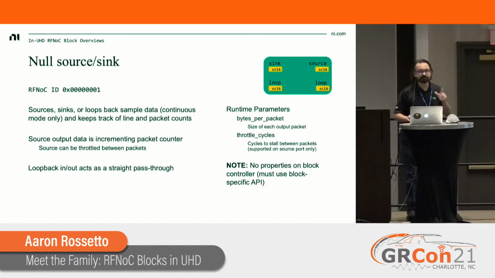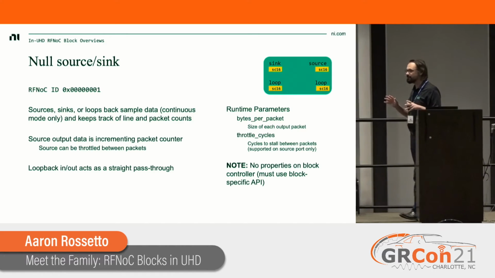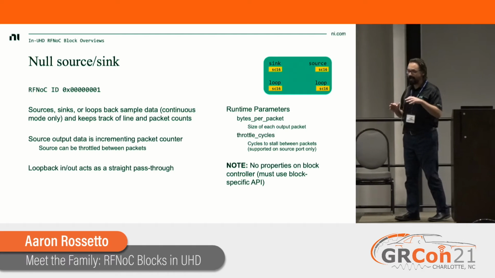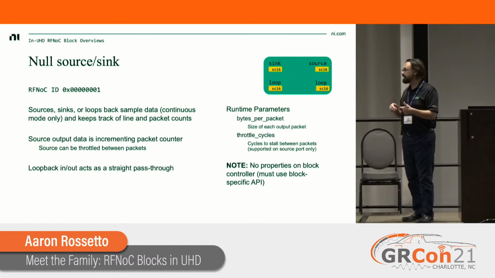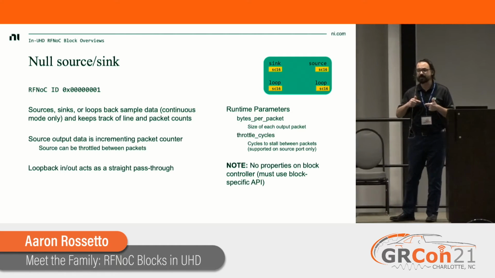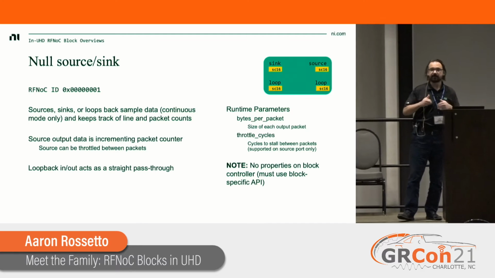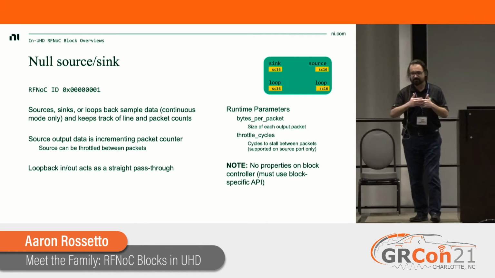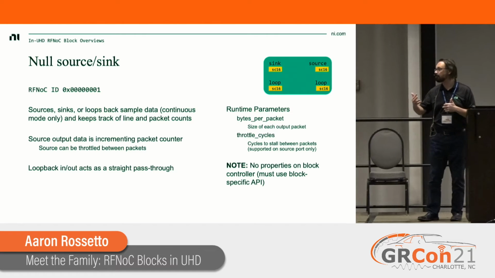Okay, on to the sources and sinks. First one is the null source sink. This is a very, very simple block that, as a source, produces incrementing sample data that you can also have throttled, so that you won't constantly spam the bus with data. You can have it wait a certain number of clock cycles before producing the next sample output.